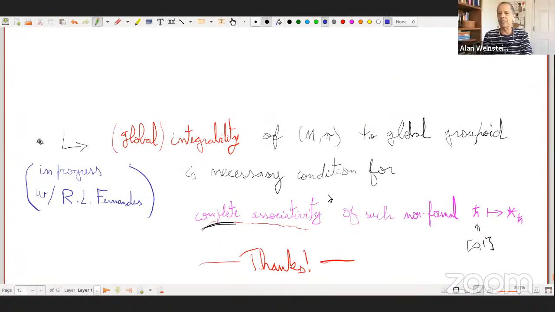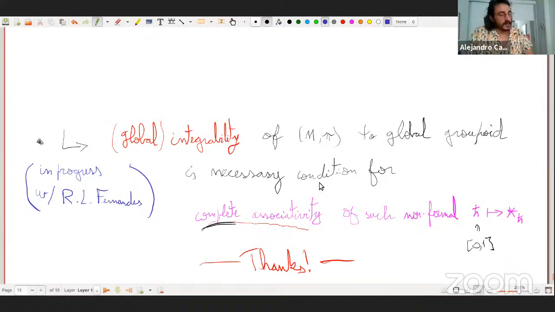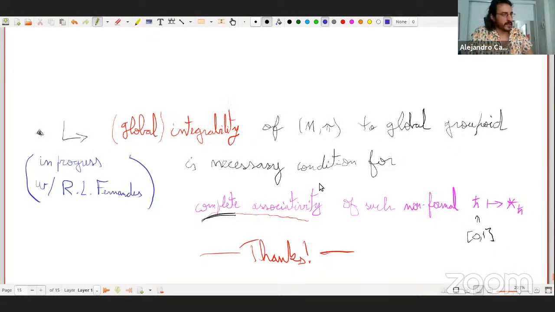Clearly, the global integrability is not sufficient for complete associativity. At least probably not. I mean, there are examples like Rieffel's theorem about no good global quantization of the two-sphere. But I wonder if there's some assumption on the integrability, that is to say, some assumption on the symplectic groupoid, which would imply that some kind of a non-formal quantization. Yeah, a great point.